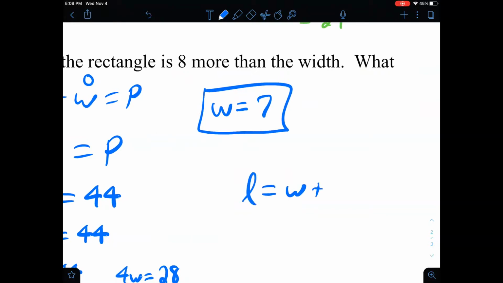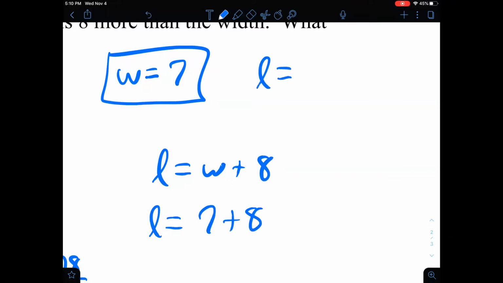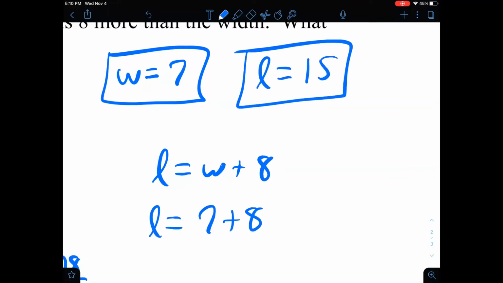So the length equals W plus, what, 8? So we can literally just solve for the length too. Why not? So the width is 7. 7 plus 8. So the length is going to be equal to 15.